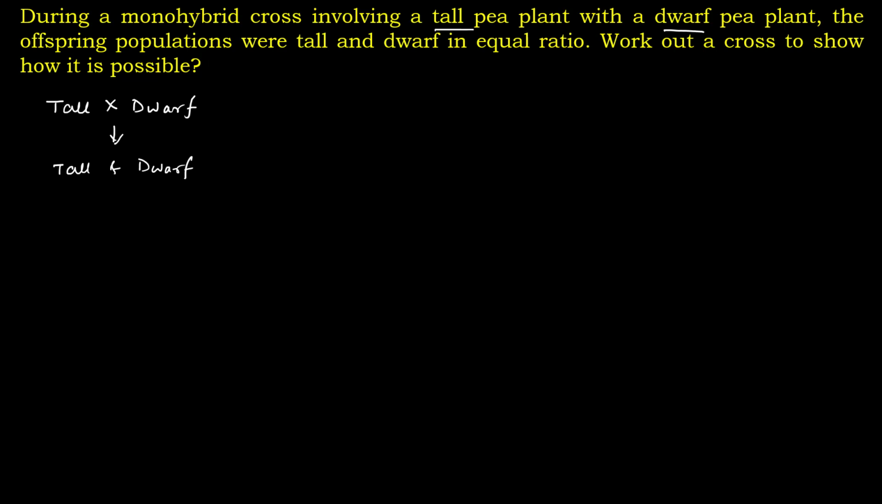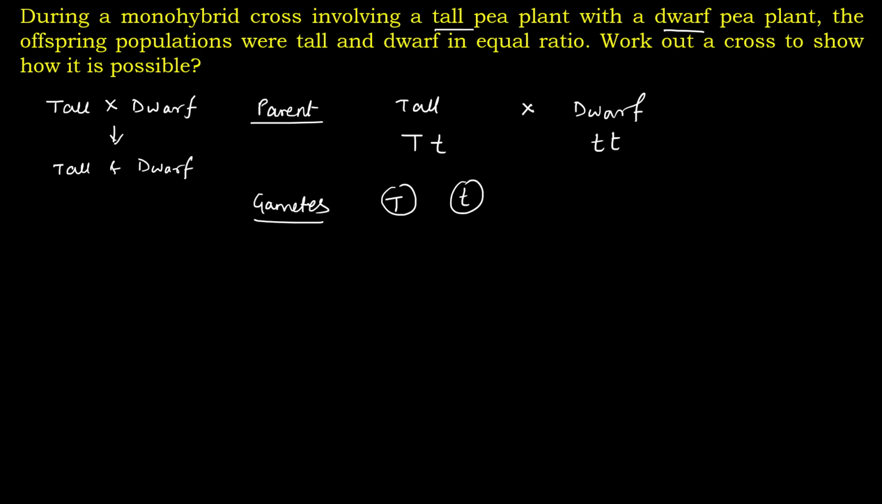So this particular scenario is possible only if the tall plant is heterozygous, and the dwarf is of course homozygous recessive. To work out the cross, we start with the parents. The parent tall plant is going to be heterozygous, capital T, small t, and that is going to cross with the dwarf plant, where the genotype is going to be small t small t. The gametes produced here are going to be capital T and small t, and here it is going to be of only one type.